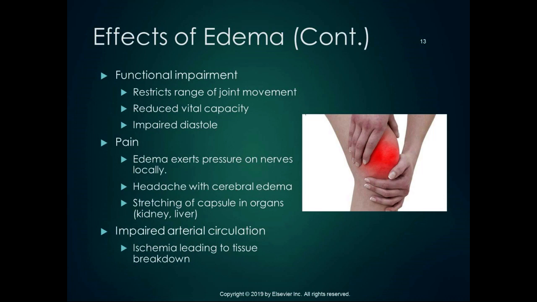Edema can cause functional impairment because it restricts the range of joint movement. Pulmonary edema can reduce vital capacity. You can't get as much oxygen in. And it can impair the diastole, which is the relaxation and the filling of the heart. You can imagine if you have excess fluid in the pericardial sac, there is not room for the heart to expand and fill with blood. And then that's going to affect everything down the line. So depending on where your edema is, it can be a serious situation.